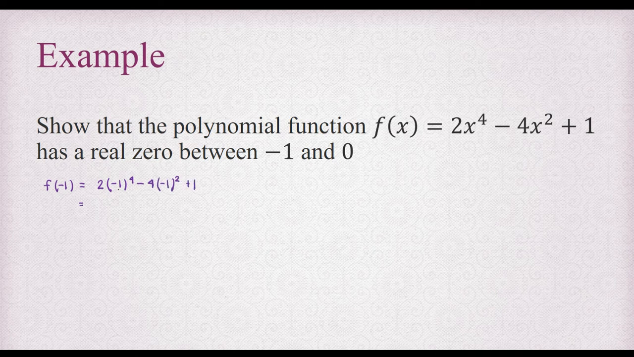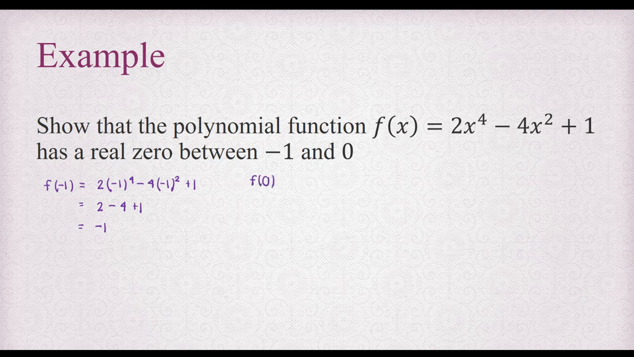Well, when we raise a negative to an even exponent, it's going to turn positive. So it's really then 2 times 1, so 2, minus 4 times 1, which is 4, plus 1. Well, 2 minus 4 is -2. -2 plus 1 is -1. So f of -1 is -1.